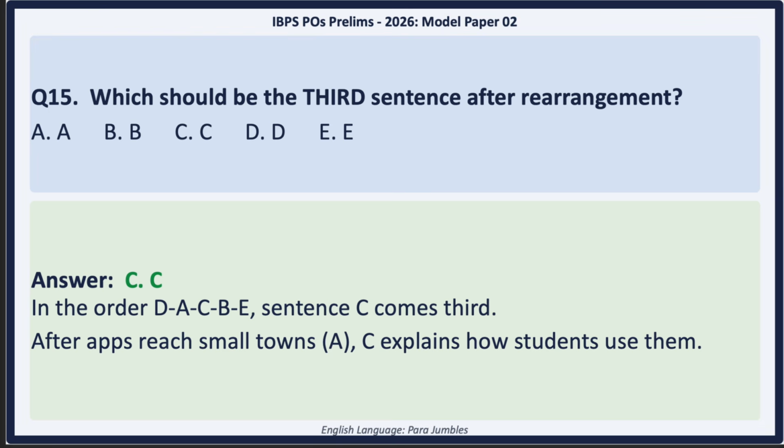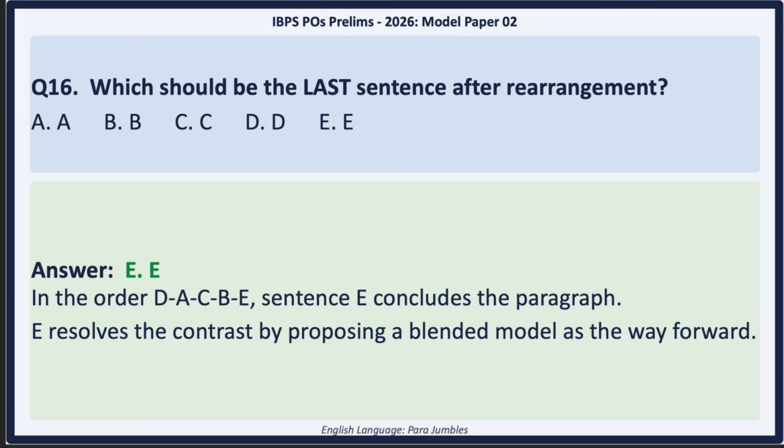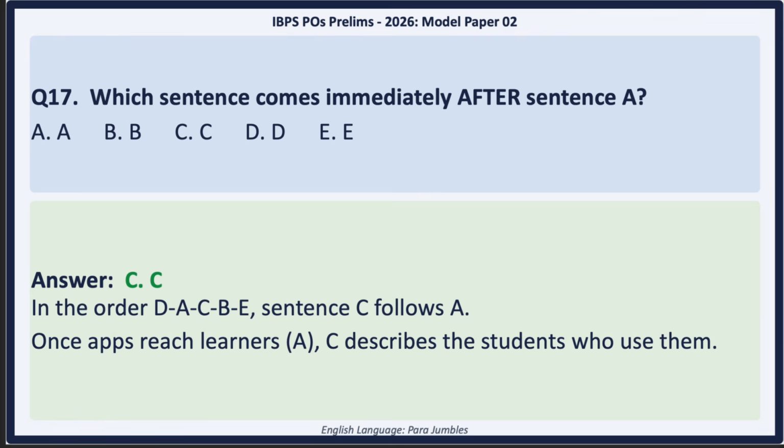Now, who uses those apps? Students. Sentence C says, many students use them to prepare for exams at low cost. Perfect. So for question 15, which asks for the sequential linking of the third sentence, the correct choice is C. Got it. And question 17 actually asks which sentence immediately succeeds A. Which we just solved. The correct choice is C.